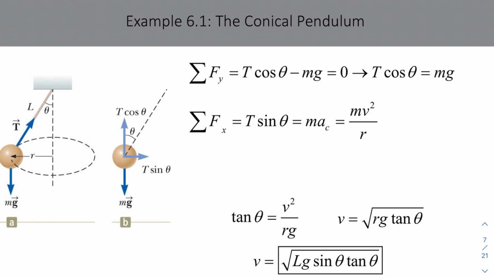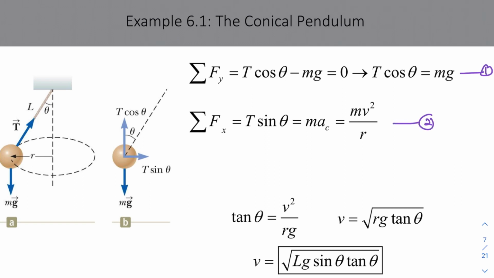From that, we may simultaneously solve the first and the second equation. If we see here, sine theta over cos theta is equivalent to tangent theta. We make a ratio. This is equation 1, and here we have equation 2.